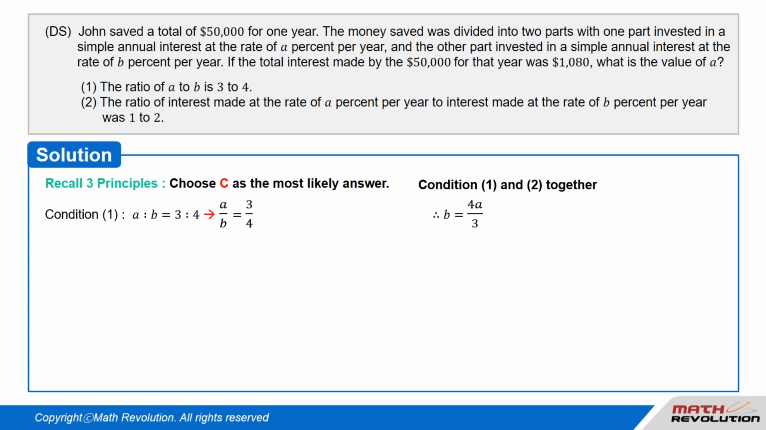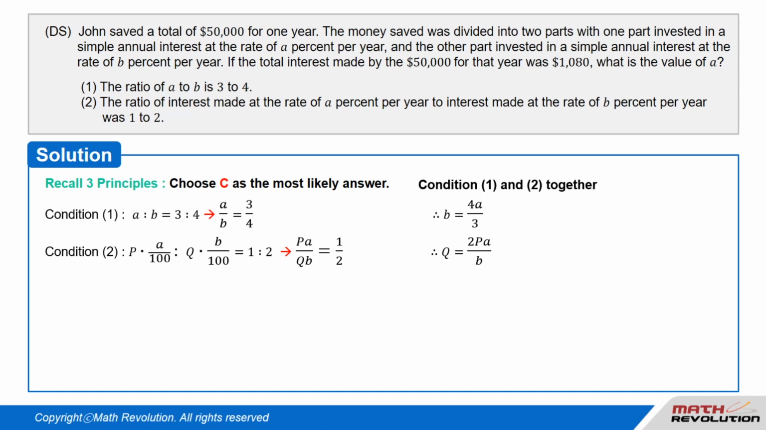Let's take a look at both conditions together. Condition 1 tells us that A is to B equals 3 is to 4, which can be written as A over B equals 3 over 4, or B equals 4 times A over 3. Condition 2 tells us that P times A over 100 is to Q times B over 100 equals 1 is to 2, which can be written as P times A over Q times B equals 1 over 2.